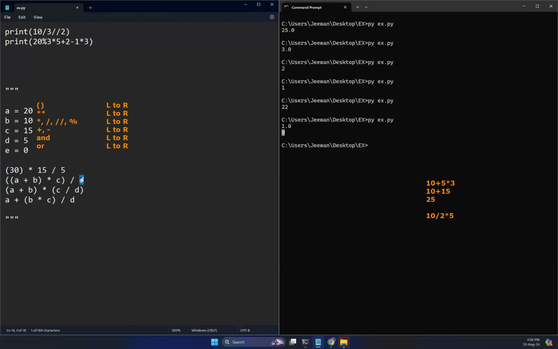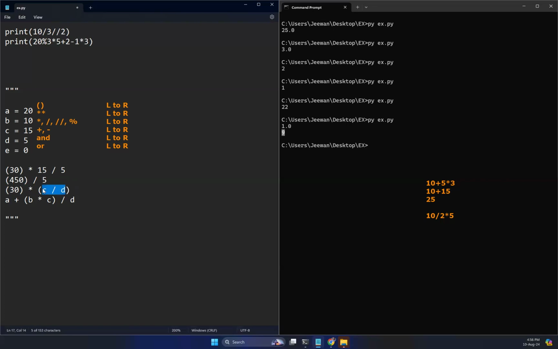D means 5, right? Okay, this is 5, yes. And then, okay, A plus B is 30. 30 multiplied by 15 is 450. 450 divided by 5, yes. 450 divided by 5 is 90, correct. 90.0.